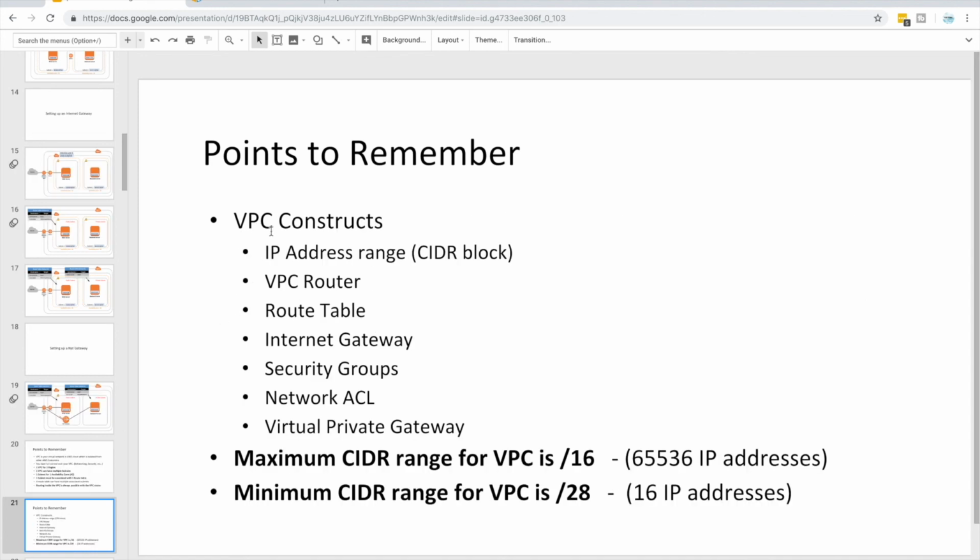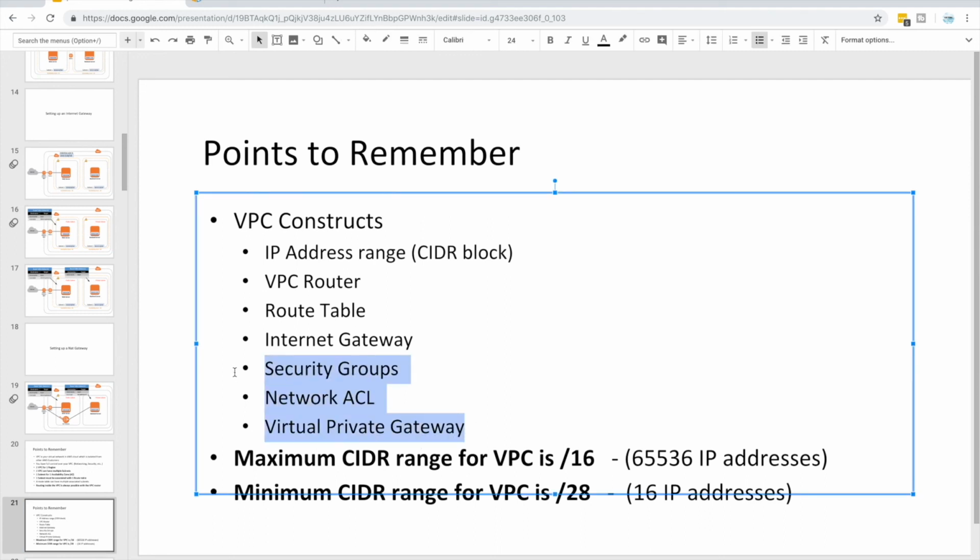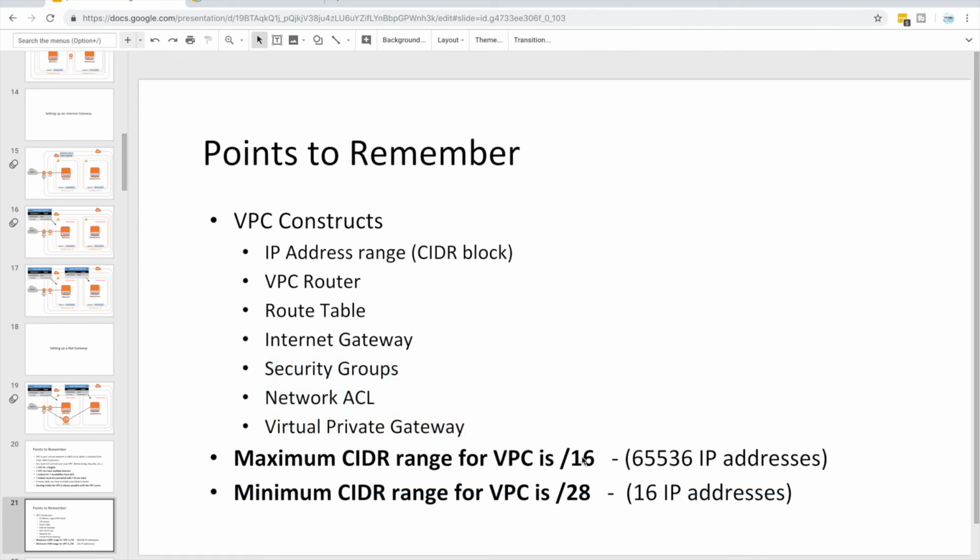These are the VPC constructs. A VPC has the IP address range, the CIDR block, VPC router, VPC route table, internet gateway, security group, network access control list, and virtual private gateway. These last three we'll look at in the next video. The maximum CIDR range for a VPC is /16 and the minimum CIDR range is /28. So remember these points, guys.